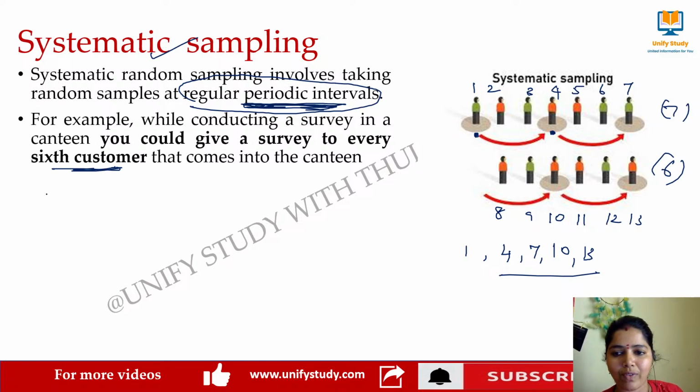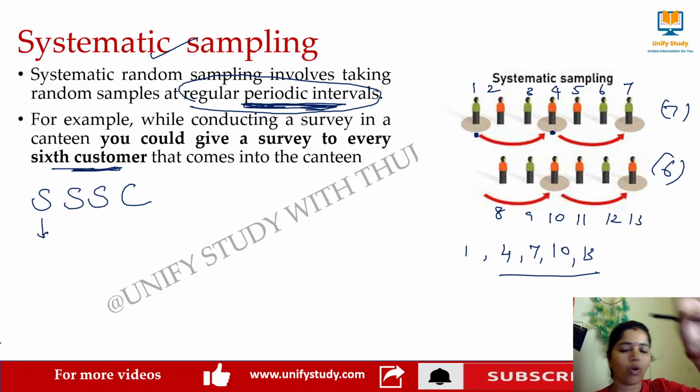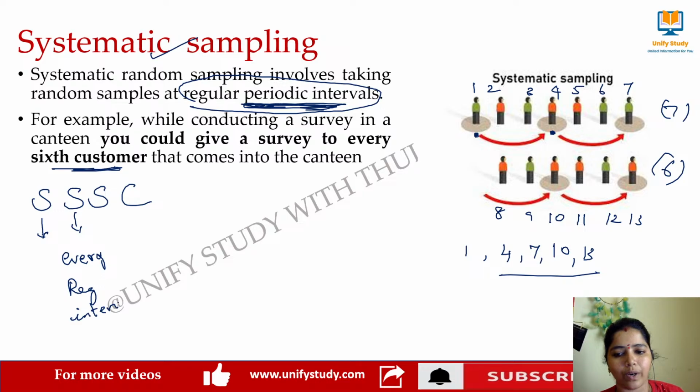So far we have seen simple random sampling, stratified sampling, systematic sampling and cluster sampling. Simple random sampling is selecting anyone from the whole group. Systematic sampling is taking every third person at a regular interval. The keyword is regular interval. What do you mean by stratified? Dividing into strata.